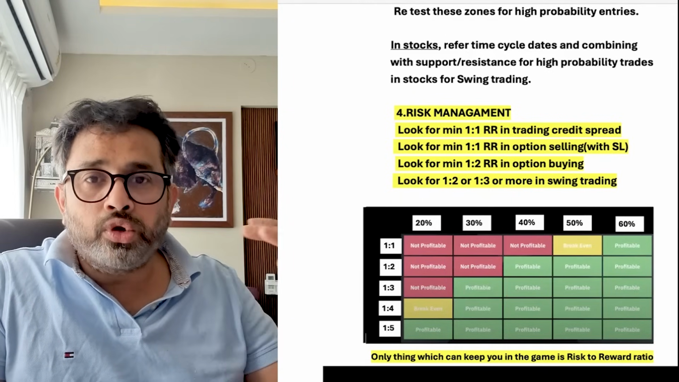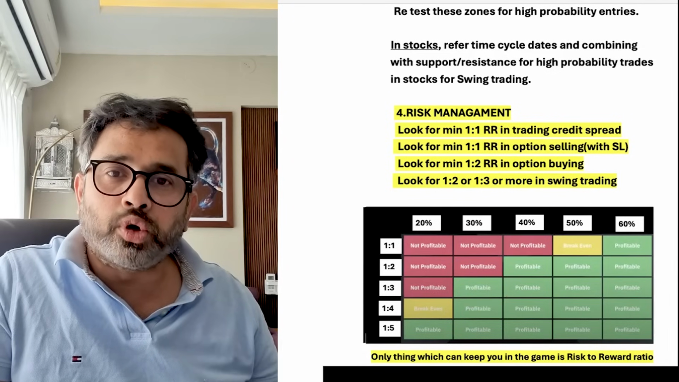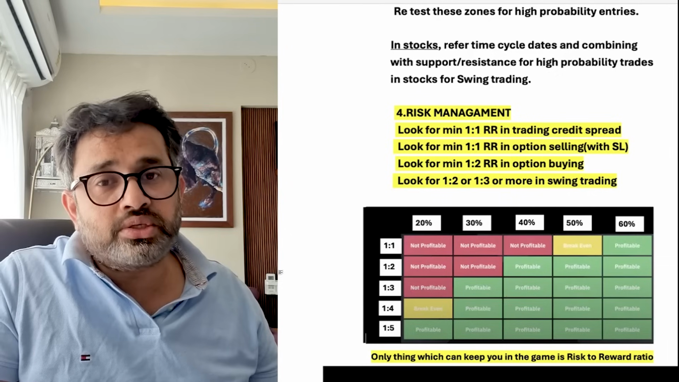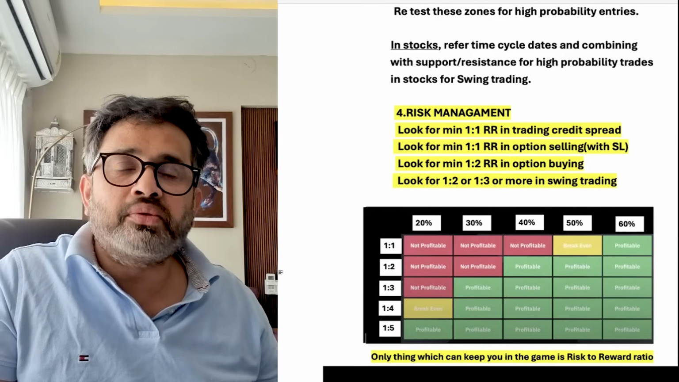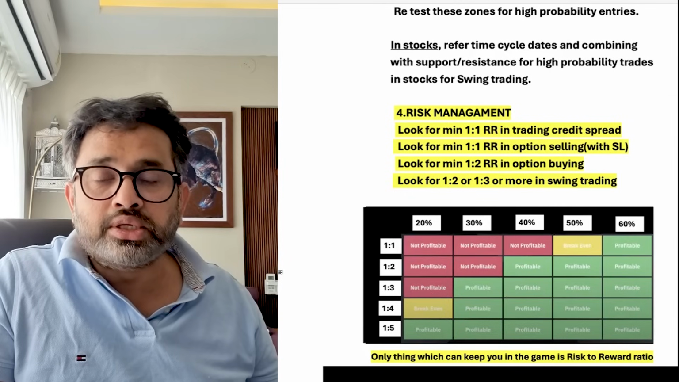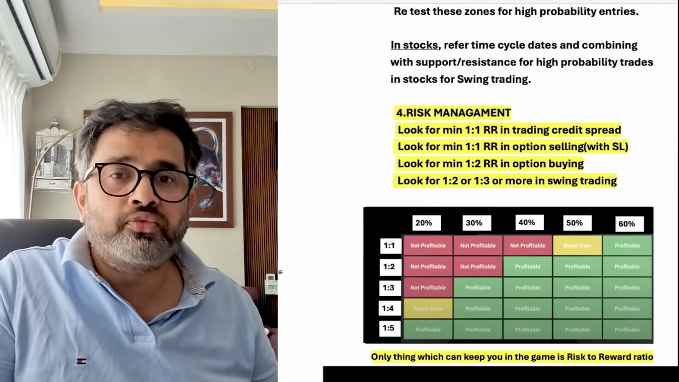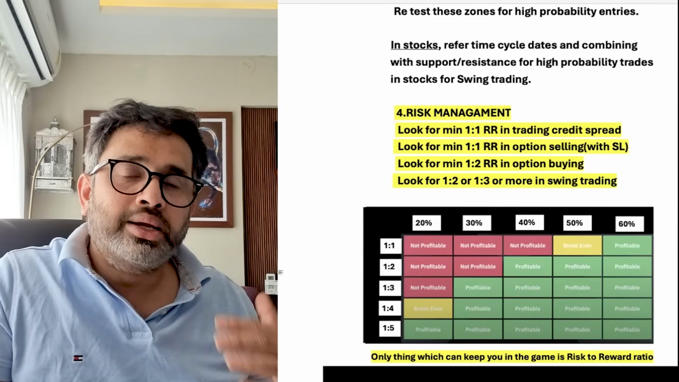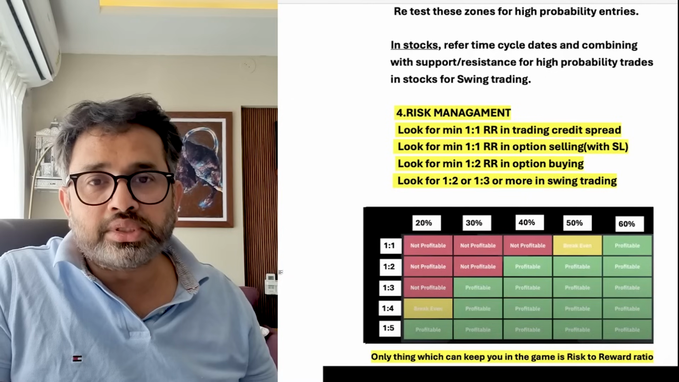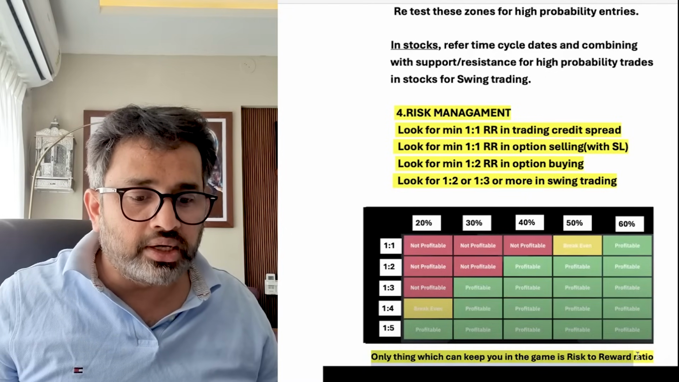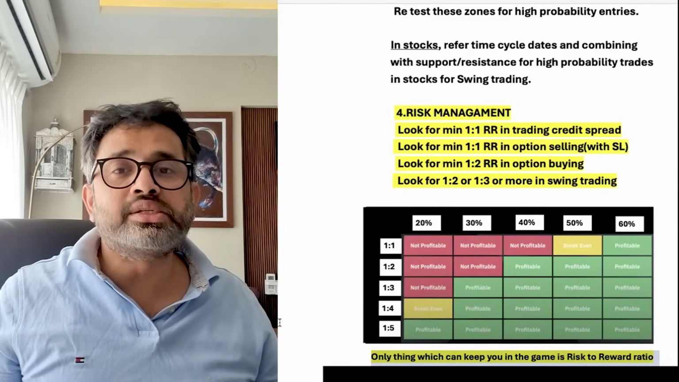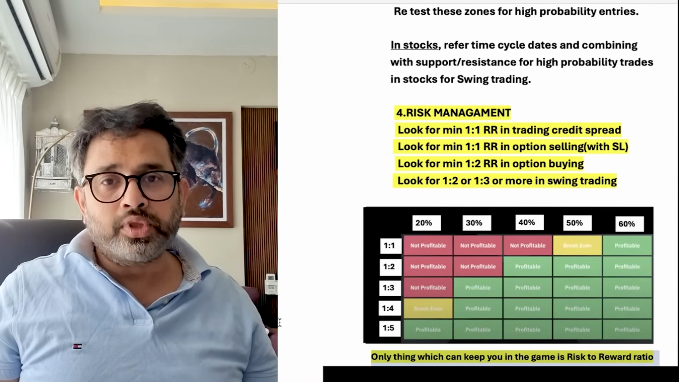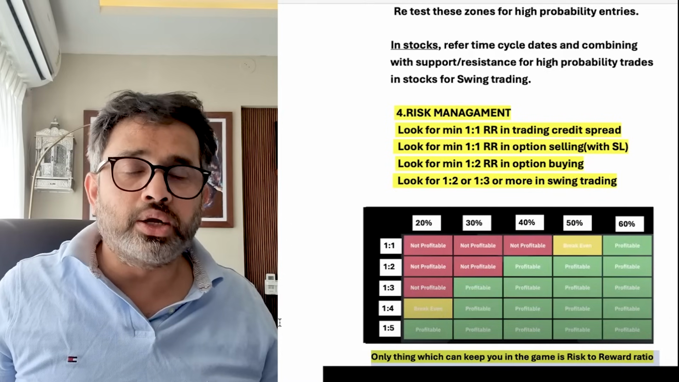So that means the more you keep the risk reward, you can have a lesser winning probability, still you can be profitable. So that is why when you are trading, you should see which method has a high winning rate. Option selling has a high winning rate. So you can trade with 1:1 risk reward. If you are going for option buying, or if you are a swing trader, then at least 1:2 or 1:3 minimum, because option buying doesn't have the same kind of win rate as option selling. And finally, remember, the only thing which can keep you in the game of trading is risk reward ratio. Okay, how good is your risk reward ratio? That matters in trading. So that's about this trading plan for year 2025.